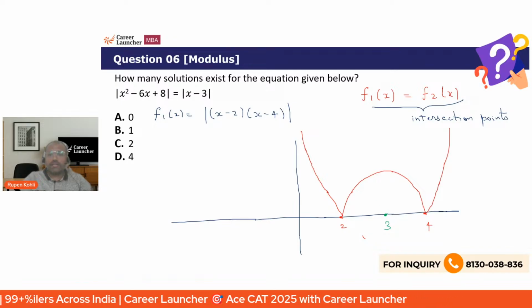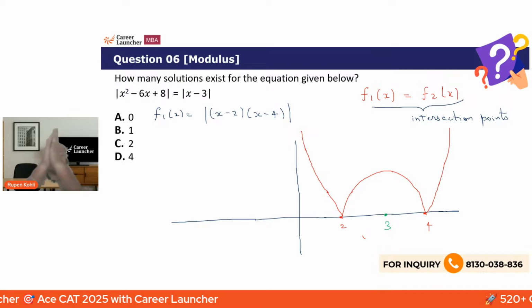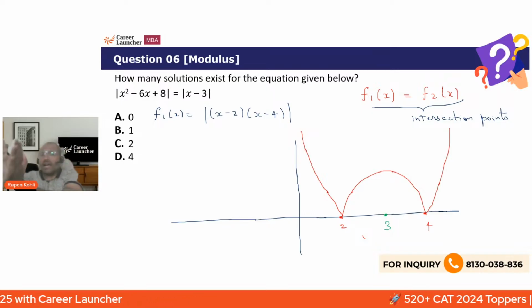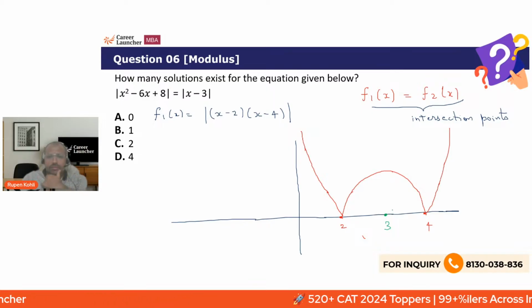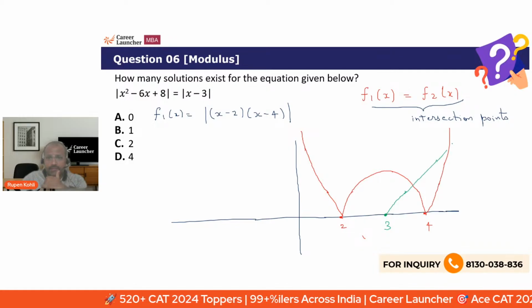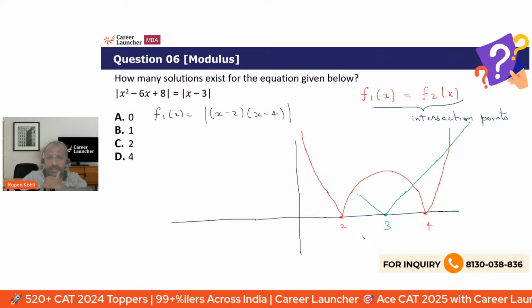So it is 0 at the point 3. Then |x - 3| is just the graph of mod x, but shifted to x equal to 3, right? So it would go something like that here, and something like that here.